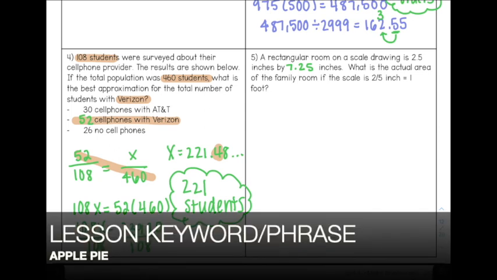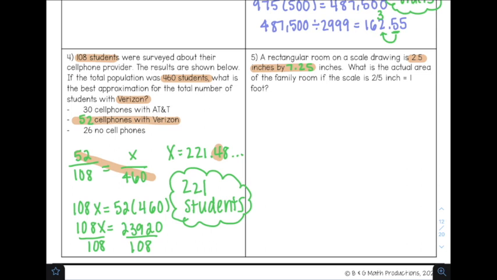For number 5, so we are given the dimensions of a scale drawing, 2.5 inches by 7.25 inches. We want to know what the actual area is of the family room when the scale is 2/5 of an inch to 1 foot. Now, here is something that's very interesting with number 5. We're given 2 sets of dimensions, and then we're given a scale factor. Knowing the scale factor and the proportion and how we set everything up, this is too much information to set up in a proportion. That means you have to do 2 separate proportions for each dimension.